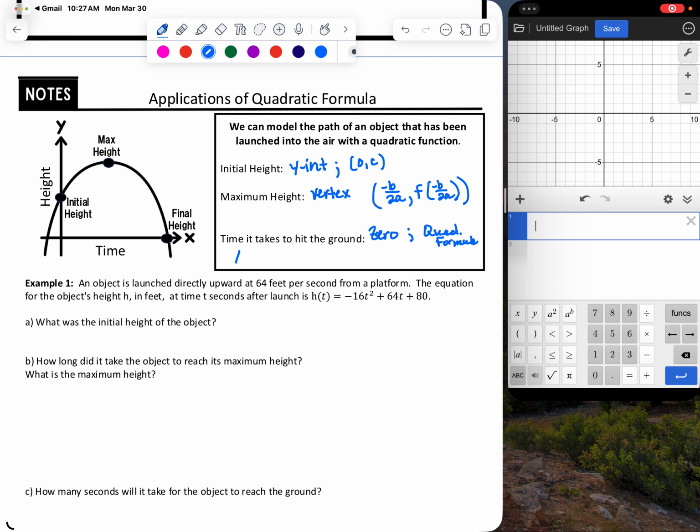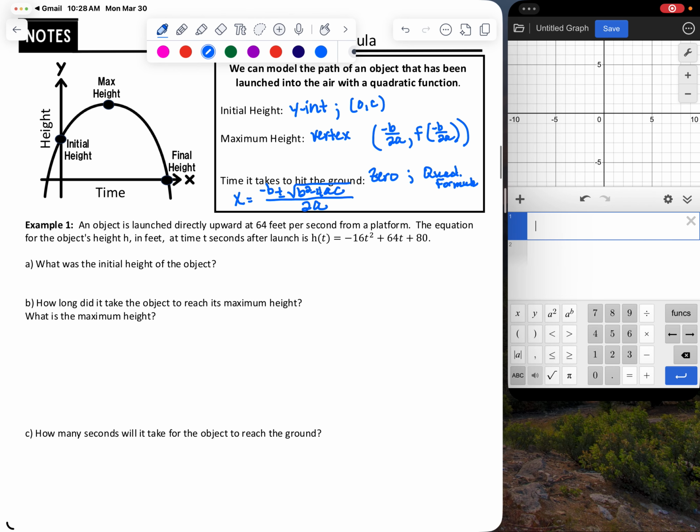So let me just review the quadratic formula for you. x equals opposite of b plus or minus the square root of b squared minus 4 times a times c, all over 2 times a. So depending on what the particular question is asking, that'll depend on which formula you're using to find your answer. So let's look at example 1.